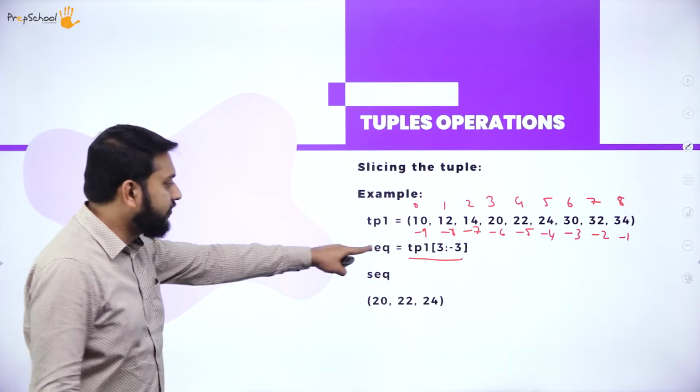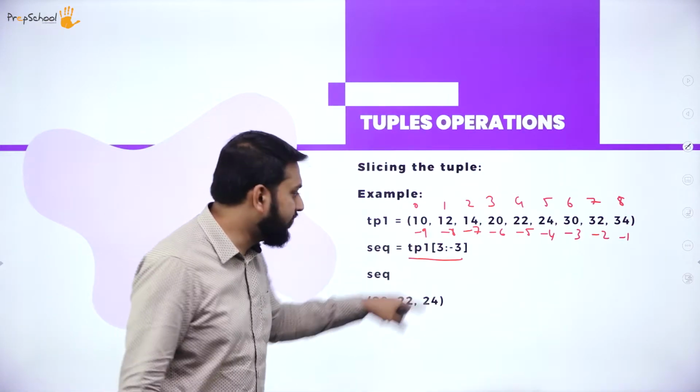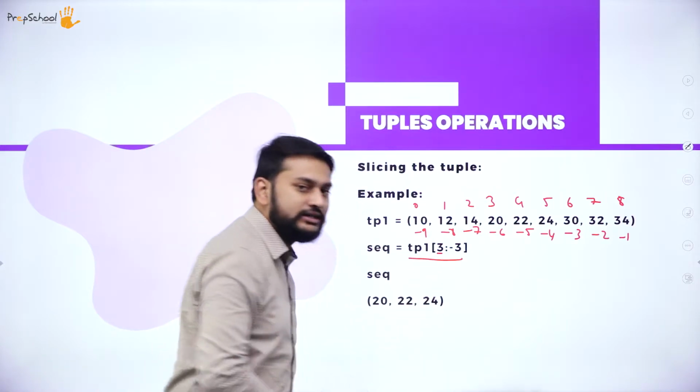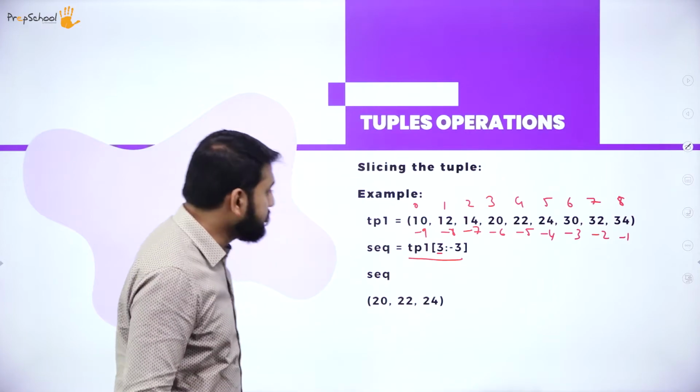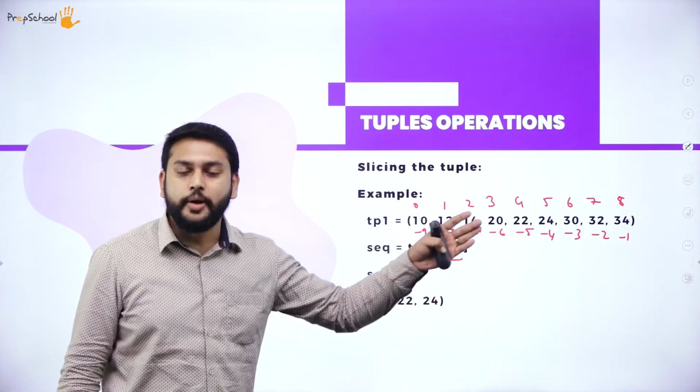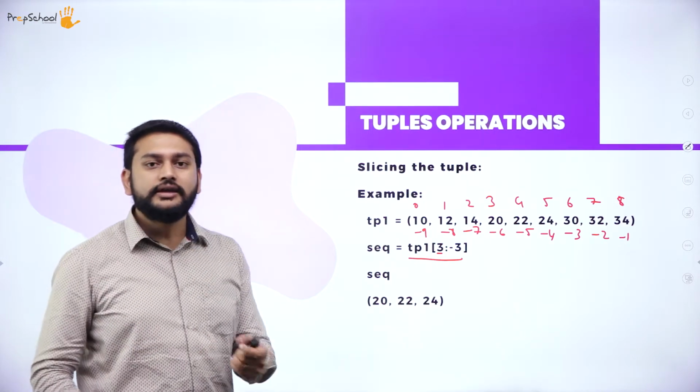So what is that I have given here? I have to start from 3. So this is the start index that you have given. I have to start the slicing from 3 and I have to stop it by -3. So how exactly it will work, sir? Can you explain that in detail, right?